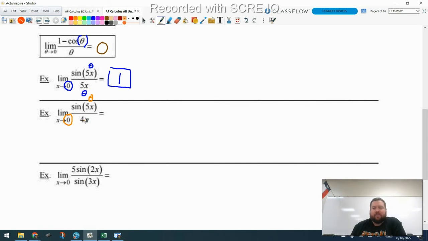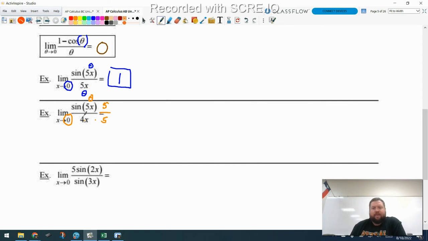What's happening here is these are being multiplied together. So I can always multiply. If I have a fraction, I can always multiply by something on the top and something on the bottom. We want this number to be a 5 because we want it to match up with this. So let's multiply by a 5. We'll do that on top and bottom.